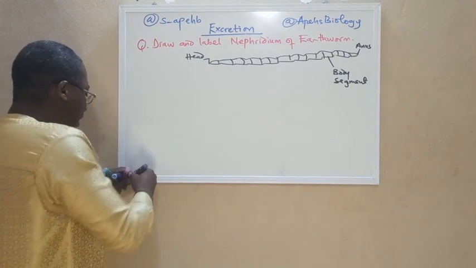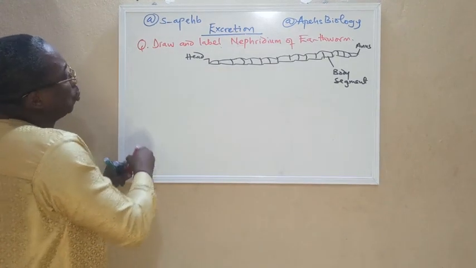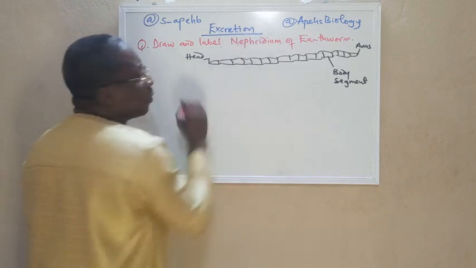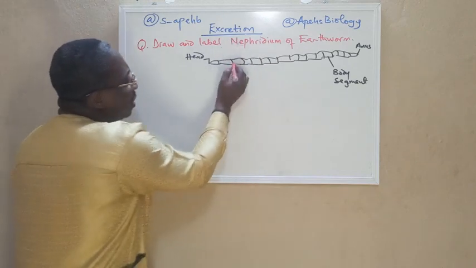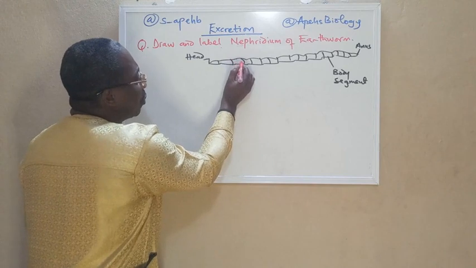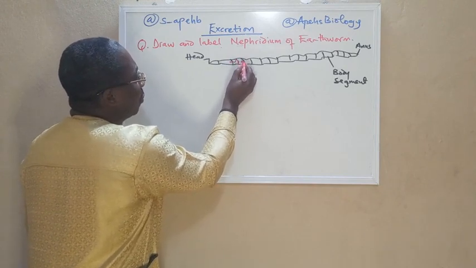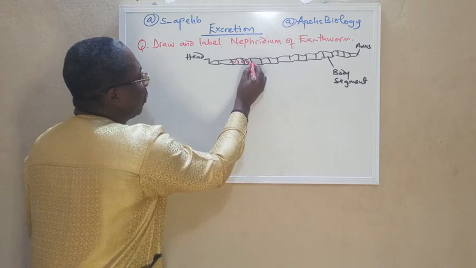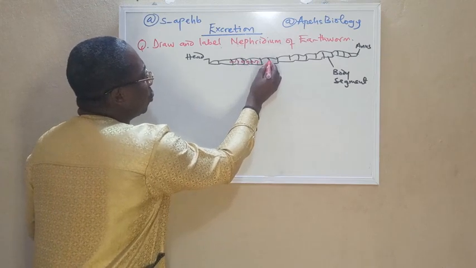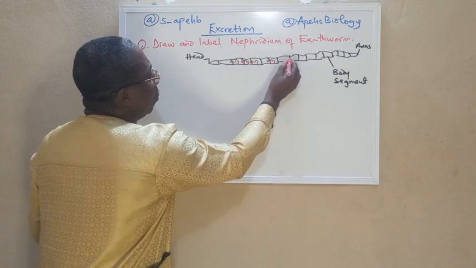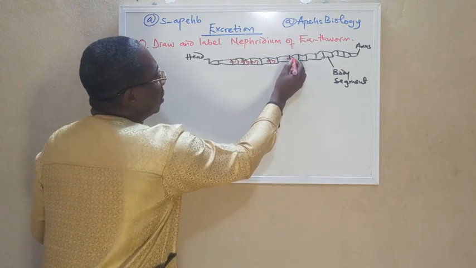But interestingly now, the question here is saying that we should draw and label the nephridium of an earthworm. Nephridia are located on the body segment of earthworm. You have a nephridium here like that, it will curve and come out. Another nephridium will come, curve and out. Another one will be here, curve like that and out. So you have these nephridia all located within the body segment of earthworm.